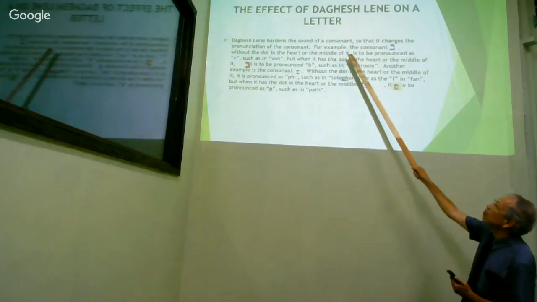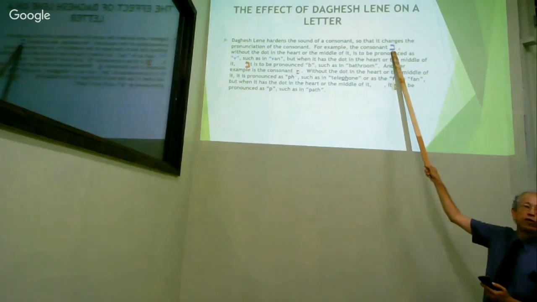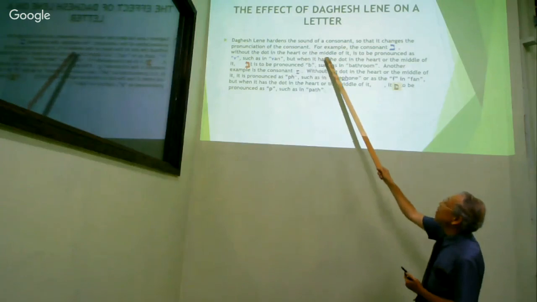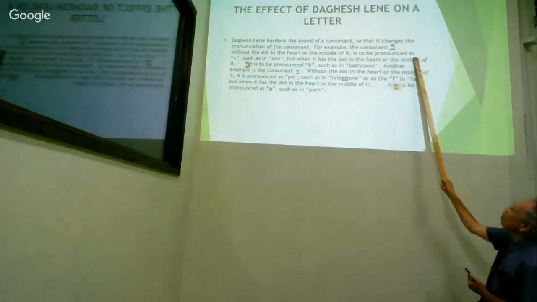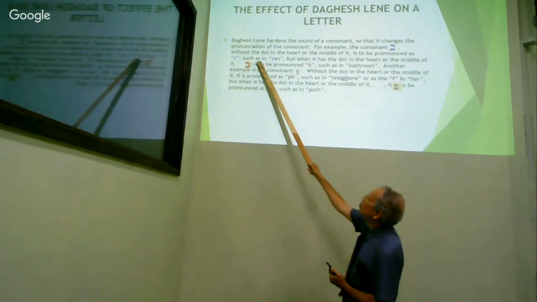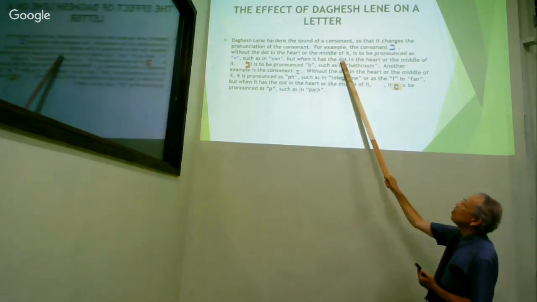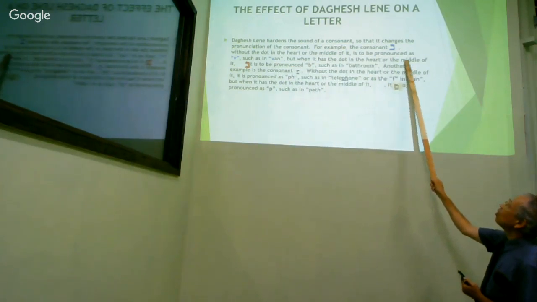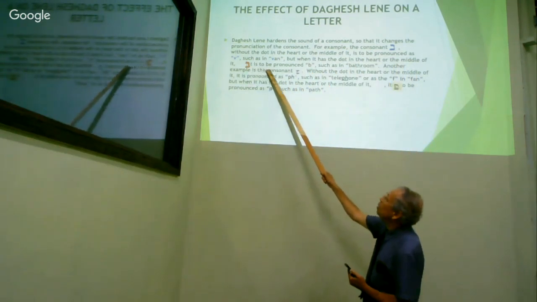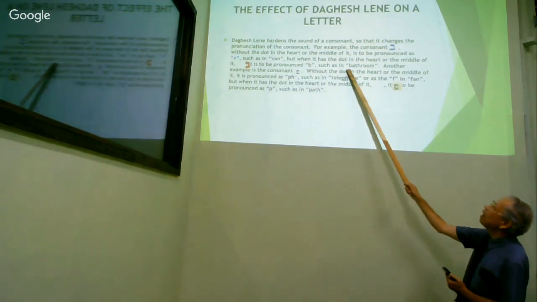For example, the consonant Beth, without the dot in the heart or the middle of it, is to be pronounced as V, such as in van. But when it has the dot in the heart or the middle of it, like this, it is to be pronounced B, as in book, such as in bathroom.